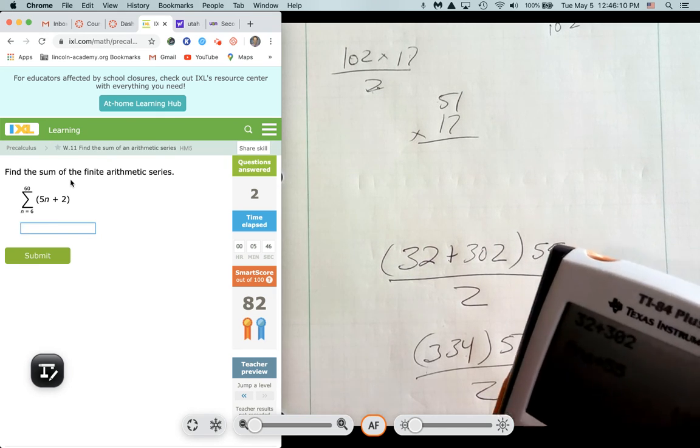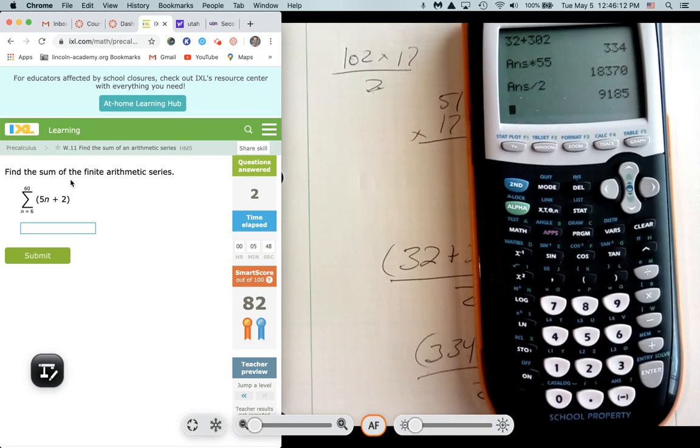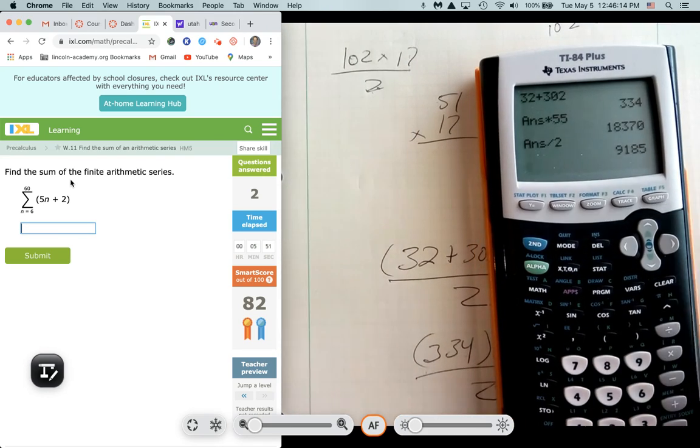That gives me a sum of 9,000. Oh, you can't see that calculator. I'm sorry. I was holding the calculator all weird. So I added, then I times by 55, then I divided by 2, and I got this sum of 9,185.